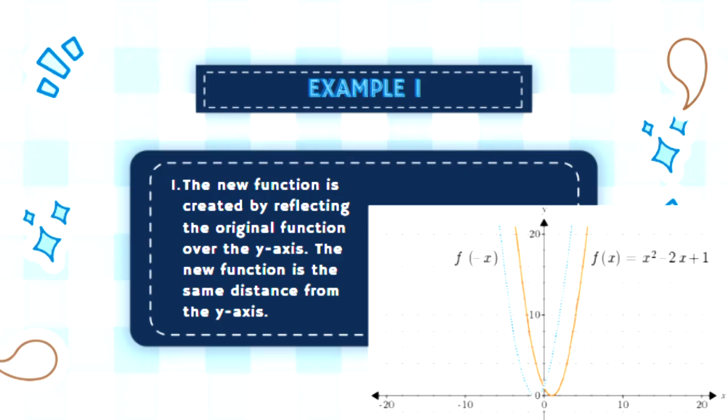The new function is the same distance from the y-axis. So this point is like halfway from 0. This one's like halfway from 0. You can do that with all of the points.